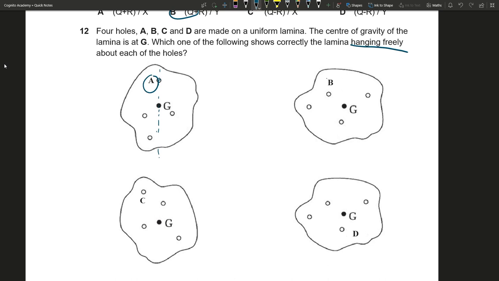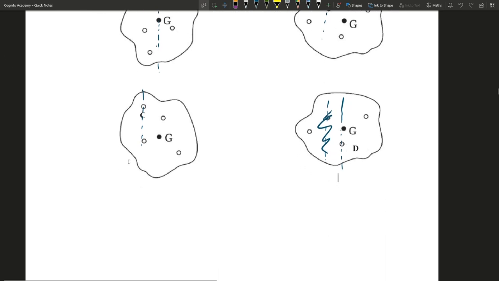In the others, G is not hanging below the pivot point, so it's not hanging freely. The pivot point here is D. Yeah, G is not hanging freely about any of these points, so the answer is A.